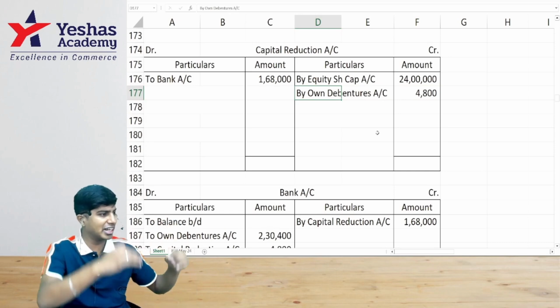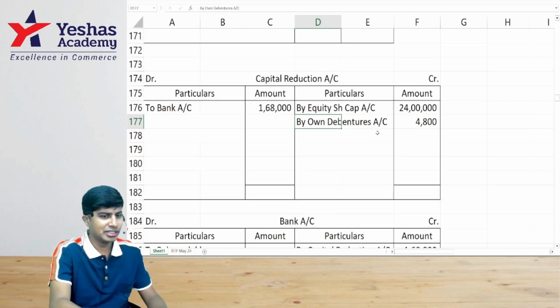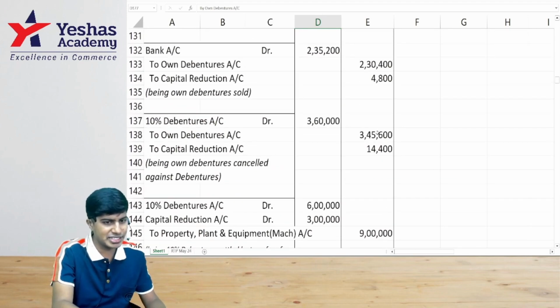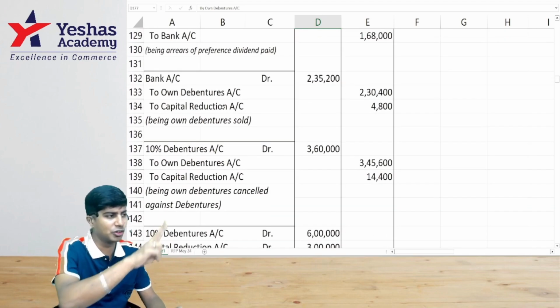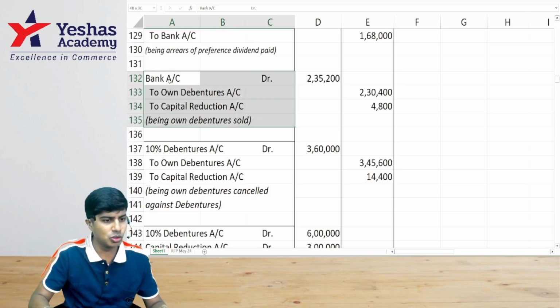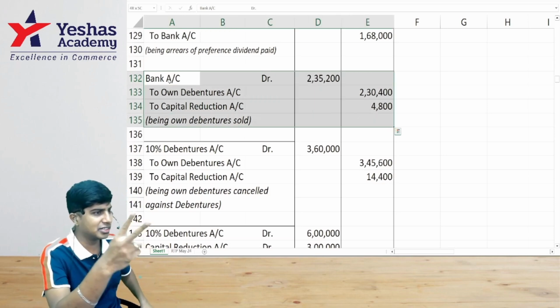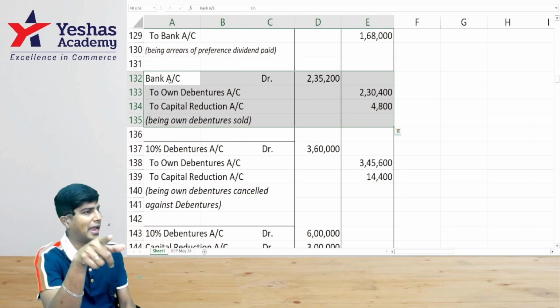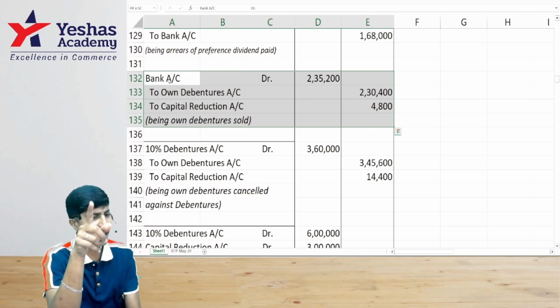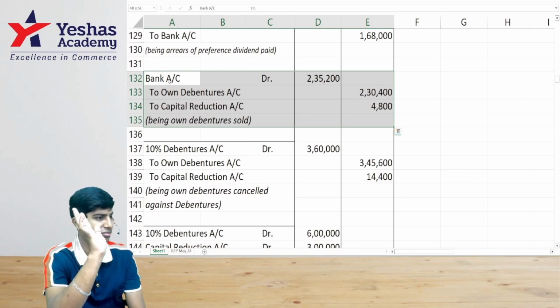To split that entry, it will become bank to own debentures, to capital reduction. What you did not understand is this journal entry, we split it into two. This entry, bank account debit, to own debentures, to capital reduction. If you break this entry into two parts, it is not bank to own debentures, bank to capital reduction. It is bank account debit to own debenture account debit to capital reduction.